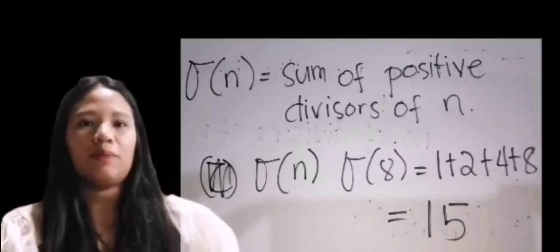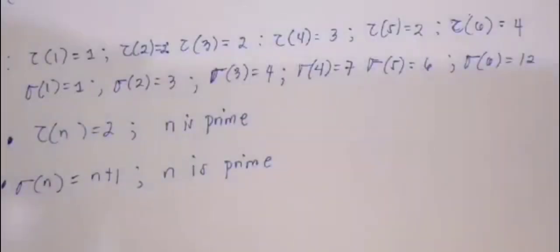In the same example, sigma of 8 means 1 plus 2 plus 4 plus 8, which is equal to 15. So we can see that tau 1 is 1, tau 2 is 2, tau 3 is 2, tau 4 has 3 divisors, tau 5 is 2, and tau 6 is 4. For the same list, sigma 1 is 1, sigma 2 is 3, sigma 3 is 4, sigma 4 is 7, sigma 5 is 6, and sigma 6 is 12.